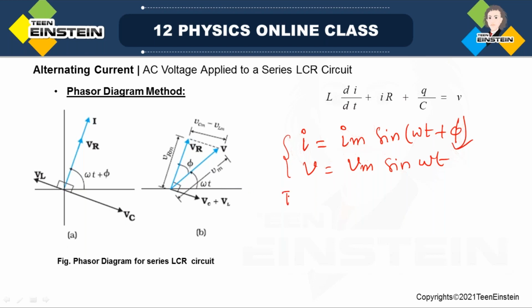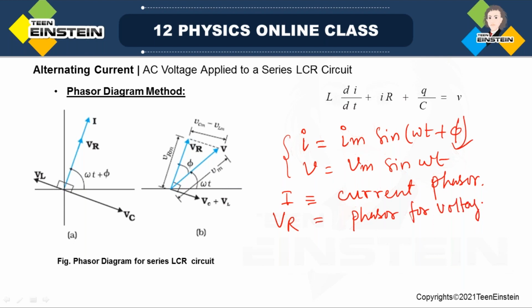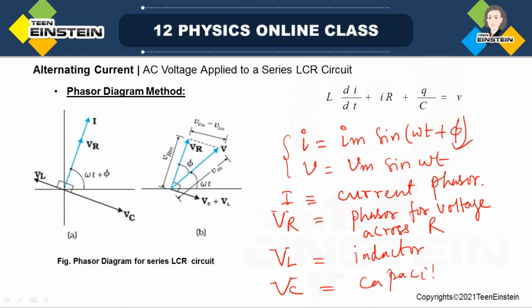Now if I denote I as the current phasor, VR is the phasor for the voltage across R. Similarly, VL and VC are respectively the phasors for the inductor and the capacitor. Obviously, these are the voltage drops across the resistor, inductor and capacitor. So I'm drawing the phasor of the voltage drop across each element.